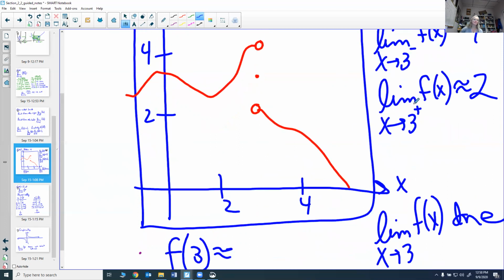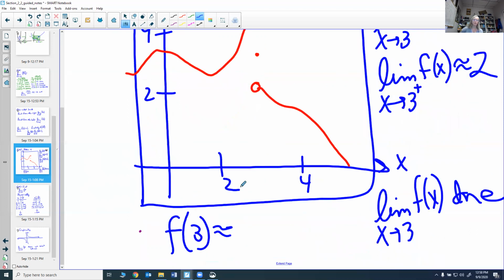One last thing I want to mention is the limit doesn't exist, but at 3, the function value does. At 3, it looks like the function value is about 3. So at 3, the function actually does exist. It has a dot there. It has a number. It looks like it's the number 3. And that's the introduction to limits.